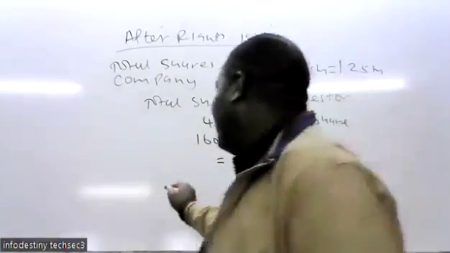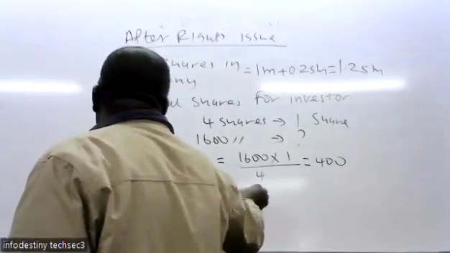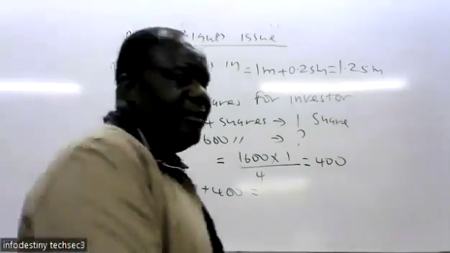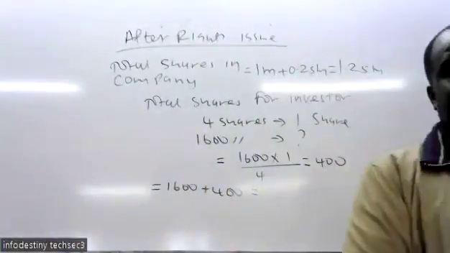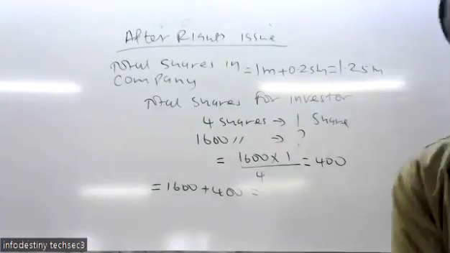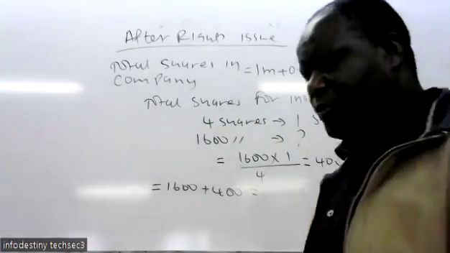So total shares for the investor, you now take the 1,600 plus 400. So there are going to be how many shares? There will be 2,000 shares. So after now getting the 2,000 shares, we now go to option 1.